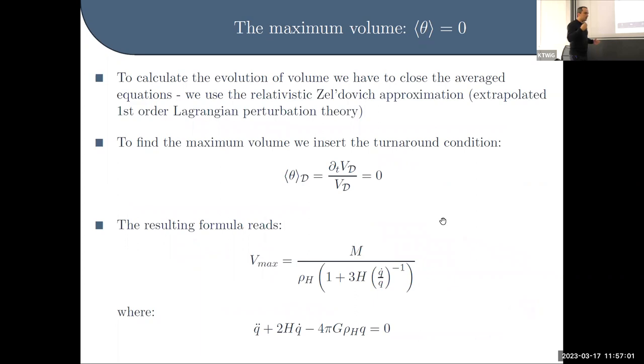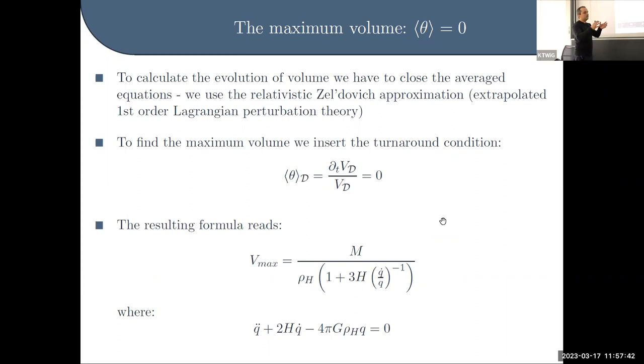And using this relativistic Zel'dovich approximation as a closure condition, we come up with a very simple formula for the maximum volume. I should mention that the previous value, which was related to the mass and the cosmological constant, was done for a spherical symmetry and was calculated based on perturbation theory. Here, the shape of the domain is irrelevant to our considerations, so we do not require any symmetries. Plus, we are not using just the standard perturbation theory, but the relativistic Zel'dovich approximation, which is non-linear in the sense that I explained before.